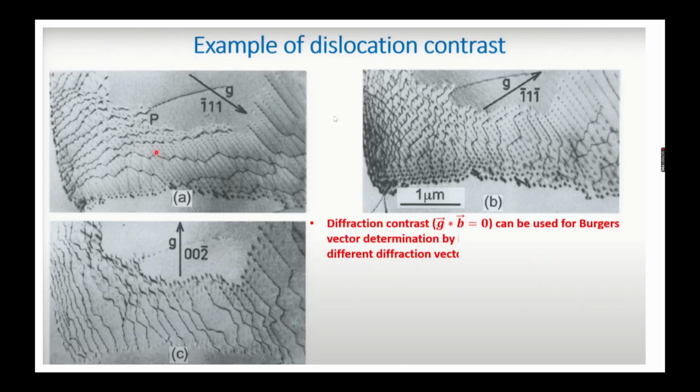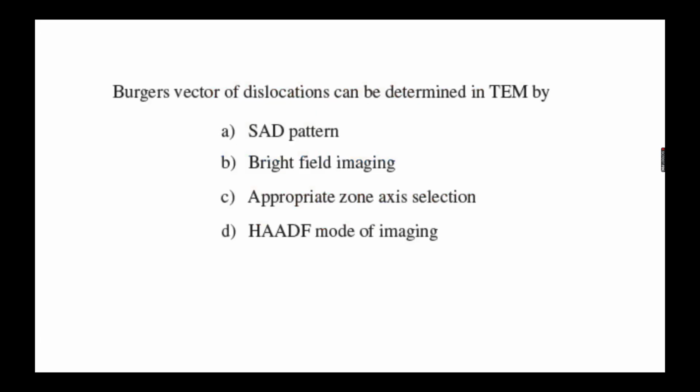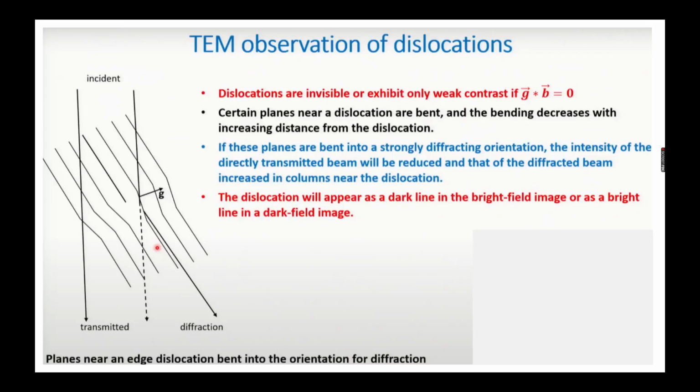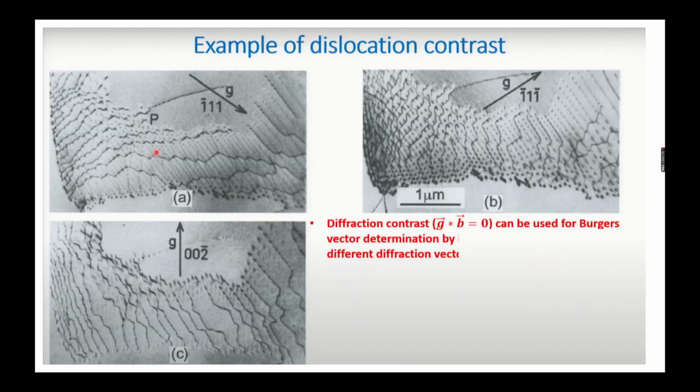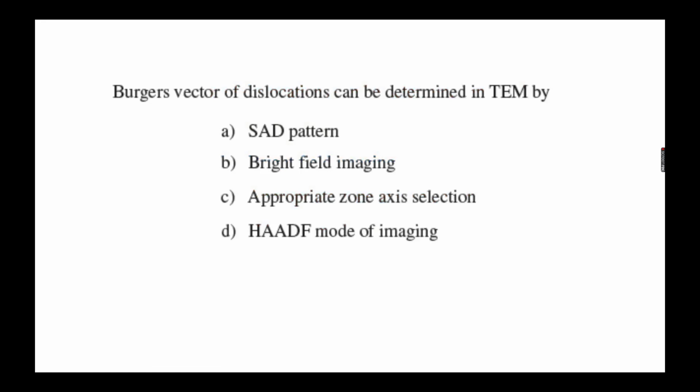Here you can also see for the different Burgers vector, here this is 1 bar 1 1, and this is the same family, 1 bar 1 1 bar. So this is about the dislocation contrast with respect to the zone axis. In the previous lecture I gave you some numericals regarding the zone axis. If you change the zone axis, you will get a different orientation. So by selecting a different zone axis, the Burgers vector of a dislocation can be approximately determined.